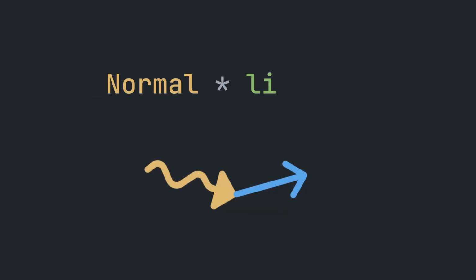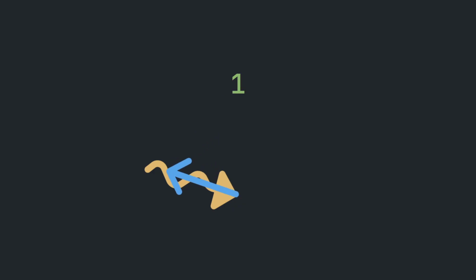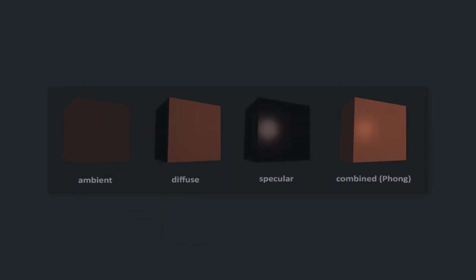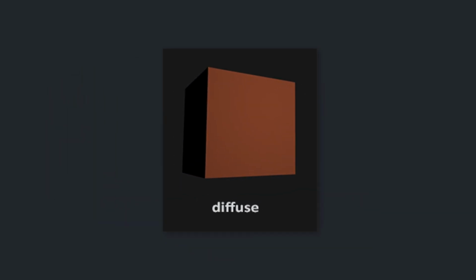Let's try normal dot light dir, or N dot L. Same direction, 1. Angled, between 0 and 1. Facing away, negative. Multiply that with the surface color, that's your lit color. Simple diffuse lighting, also known as Lambertian.